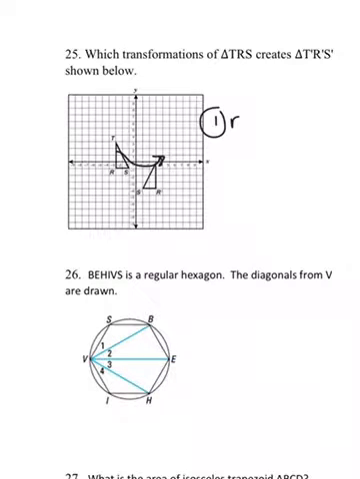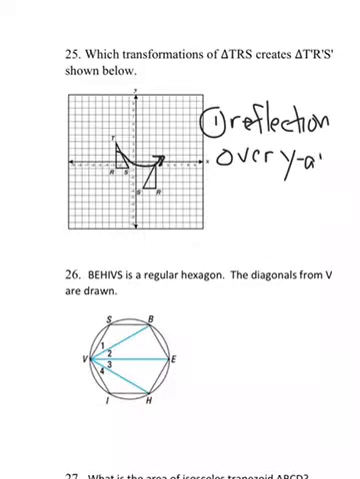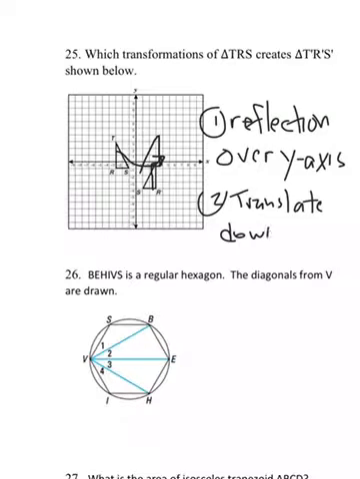So that's a reflection over the y-axis. And then once it's flipped over here, it's going to be about right here. You've got to move down 3. So translate down 3 units. And there you go.